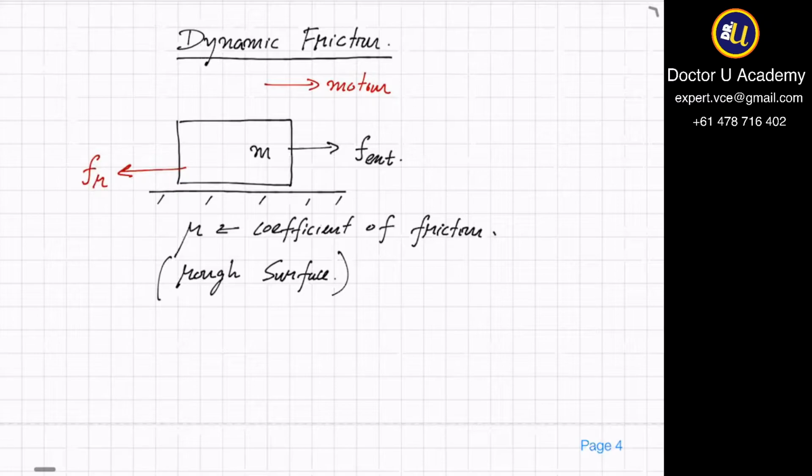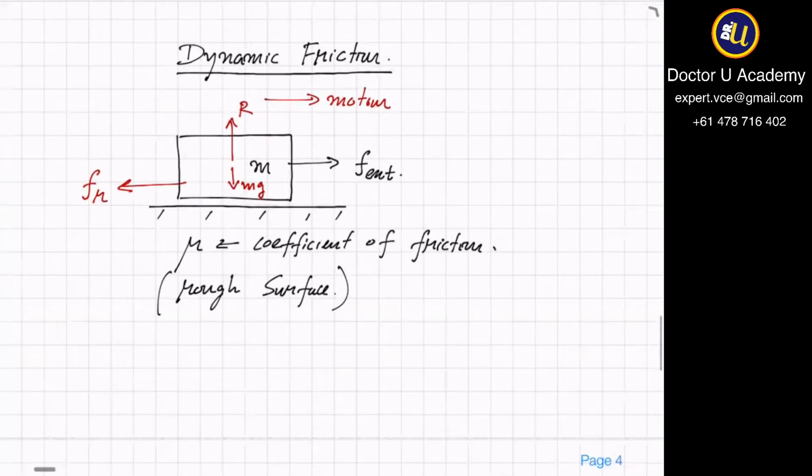Now, what are the other forces acting on this? We have mg and we have the normal force R. Considering the motion of this mass m, the motion is completely horizontal. That tells you there is no motion in the vertical direction, so there is a vertical equilibrium in forces. That tells you R is equal to mg. So that is your first equation.